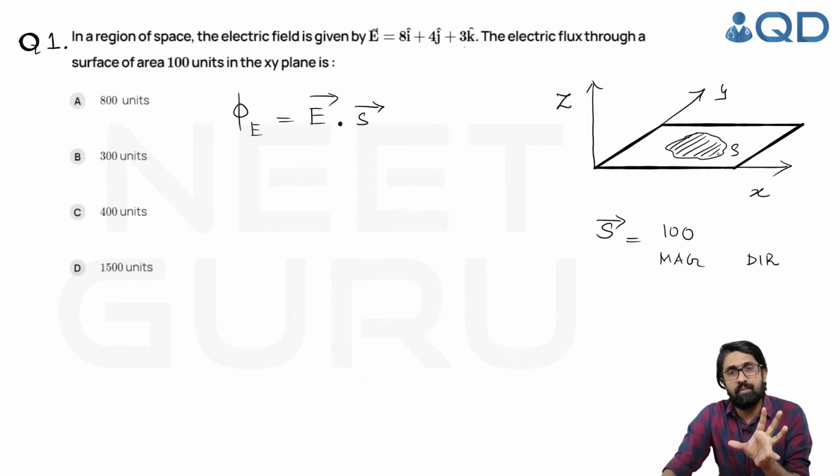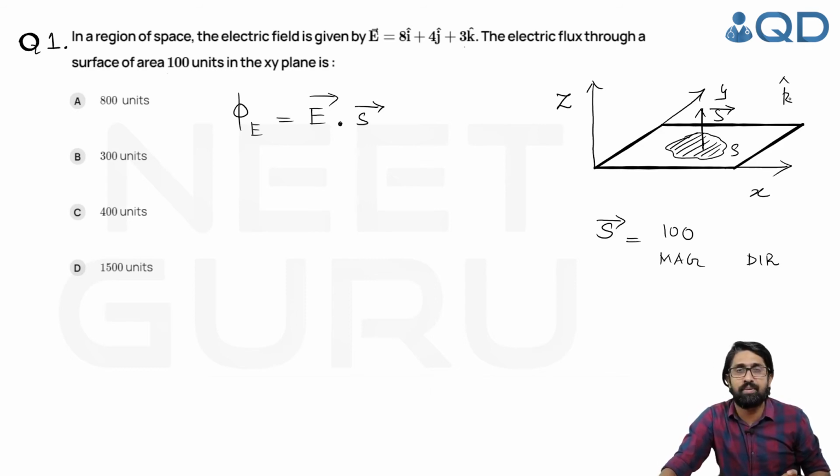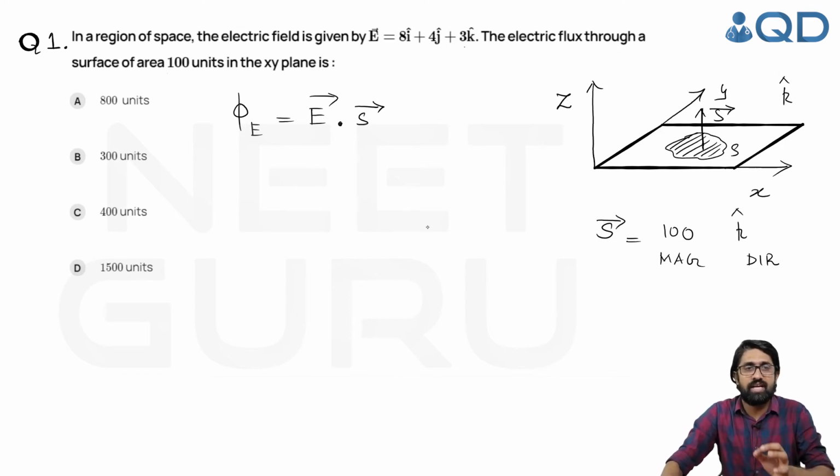If this is the area S, the area vector S vector will be in the direction that is perpendicular to the surface. And since the surface is on the XY plane, we can see very clearly that S vector will be in the direction of K cap. Now, the direction can be represented as K cap. So finally, we have our S vector.